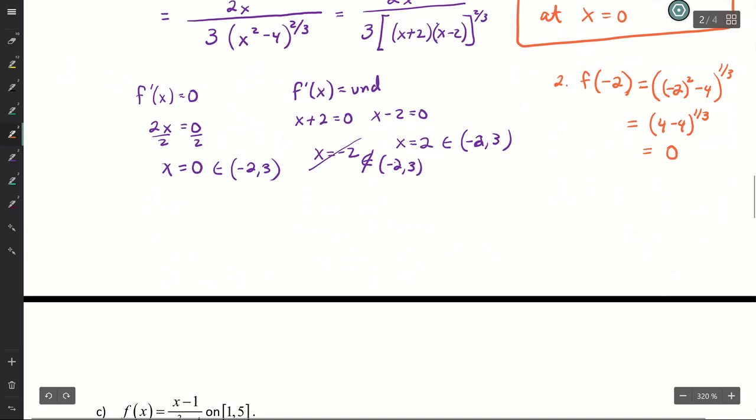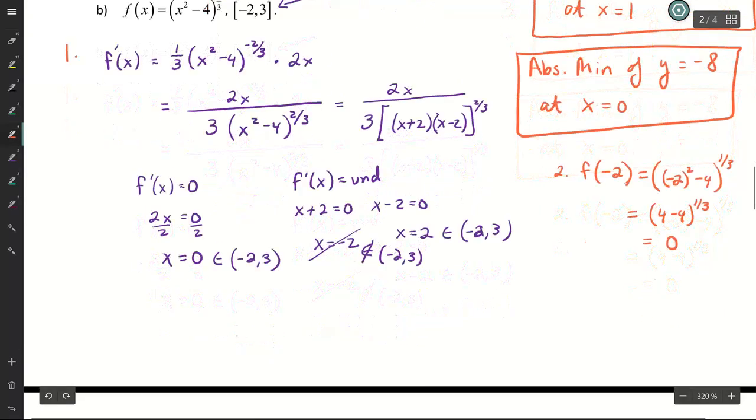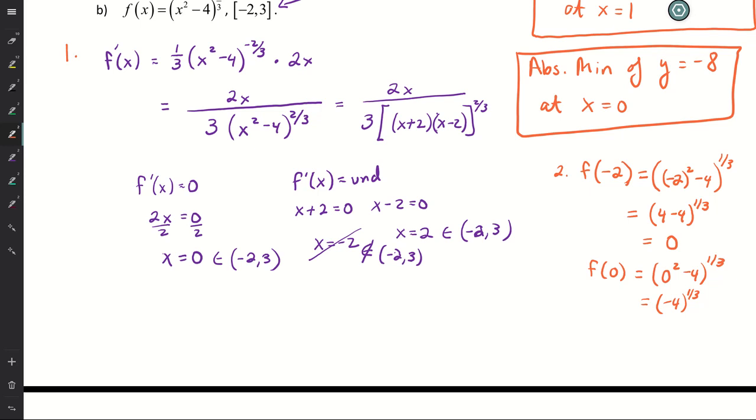All right, next thing we're going to evaluate at the critical number I found within the open interval, so that'll be f of 0. f of 0 is going to be (0 squared minus 4) to the 1/3. That's going to be (-4) to the 1/3. Now, a 1/3 power is the same thing as a cube root, so that's actually something that we can do. I'm going to do that on the calculator. We're going to get approximately -1.587 and some more.